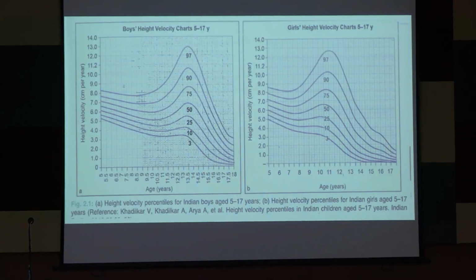Look at this graph carefully. But in the boys, it is around 13 to 14 years, mid-puberty. The height spurt is in the mid-puberty for the boys and early puberty for the girls.